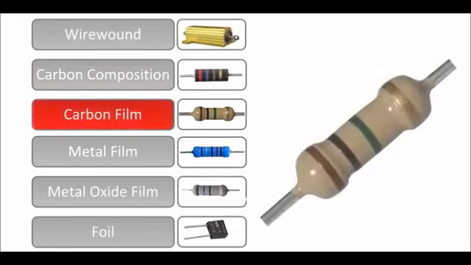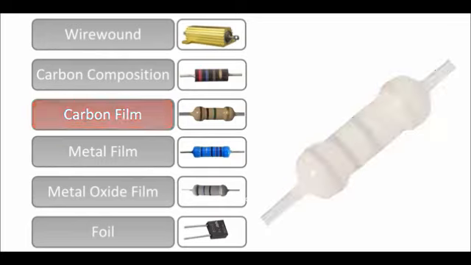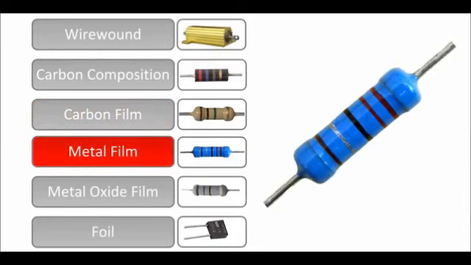Carbon film resistors are widely used today. They are made out of a non-conducting core with a thin carbon film around it. Carbon film resistors have a higher accuracy than carbon composition resistors, but have inferior properties compared to metal or metal oxide film. Metal film resistors have a similar construction as carbon film resistors, but have a metal layer instead of a carbon film. They have a better accuracy, a lower temperature coefficient, and a fairly good stability.